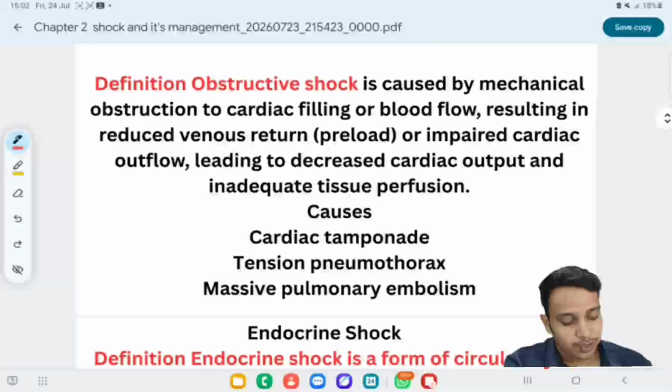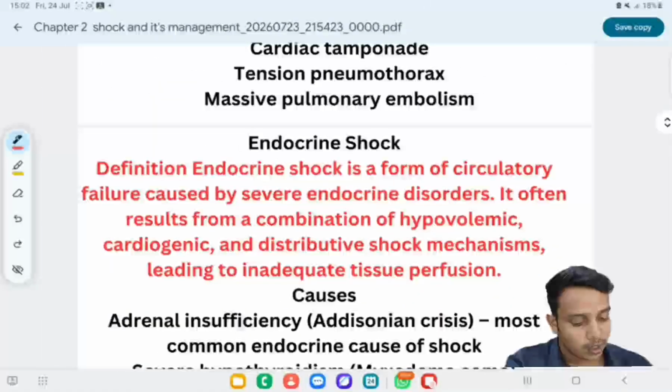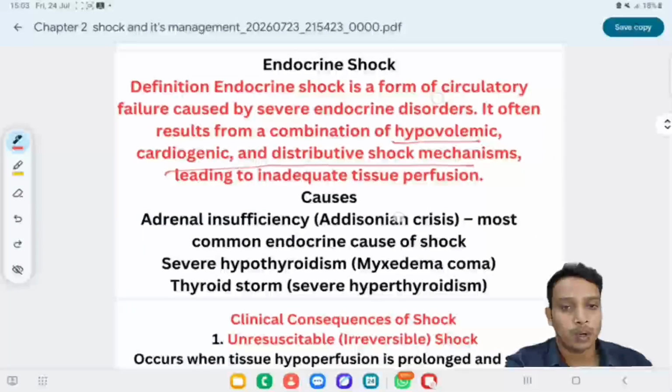Coming to endocrine shock, it is a form of circulatory failure caused by severe endocrine disorders. It results from a combination of hypovolemic, cardiogenic, and distributive shock mechanisms, leading to impaired tissue perfusion. For example, if the patient has adrenal insufficiency, no adrenal hormones are released in the body, which leads to Addisonian crisis, the most common endocrine cause of shock. Also, if the patient has severe hypothyroidism, there are chances of myxedema coma or shock.